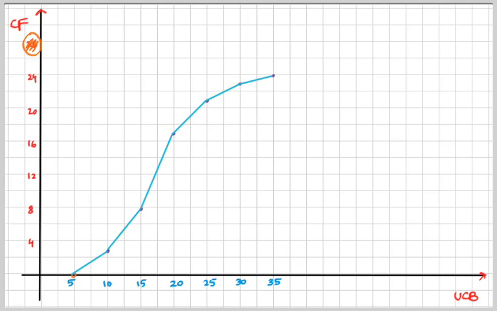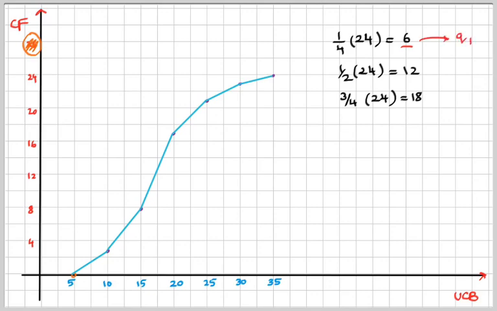Second thing, 1/4 of 24 is 6. Half of 24 is 12. 3/4 of 24 is 18. That means using the value 6, I would be able to find the lower quartile. 12 will give me the median, and 18 will give me the upper quartile. So let me first find the median from 12.